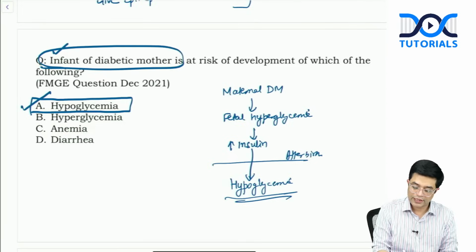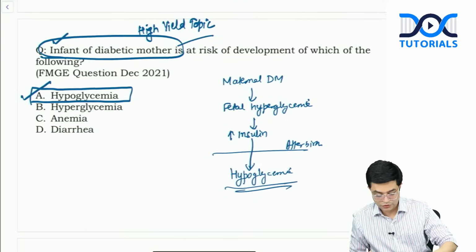Infant of diabetic mother again is a high yielding topic. So try to read in details. It's a big topic. So lot of one-liners बनते हैं. So add them to your notes.